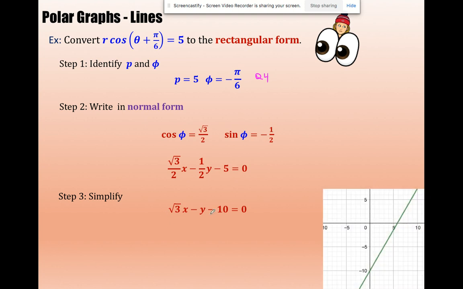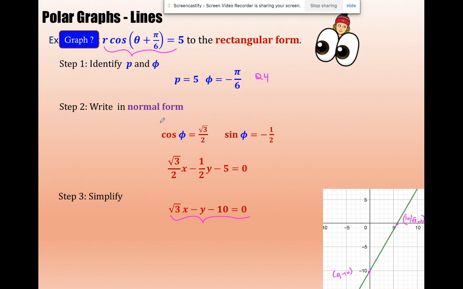Here's what the graph of that looks like. Now in rectangular form, again, plug in 0 for x, and notice that y is negative 10. Plug in 0 for y, and you figure out that this is 10 over root 3. But that line is exactly the same thing as this line, just in a different form, rectangular or standard versus polar. So what if I asked you to graph from polar form?